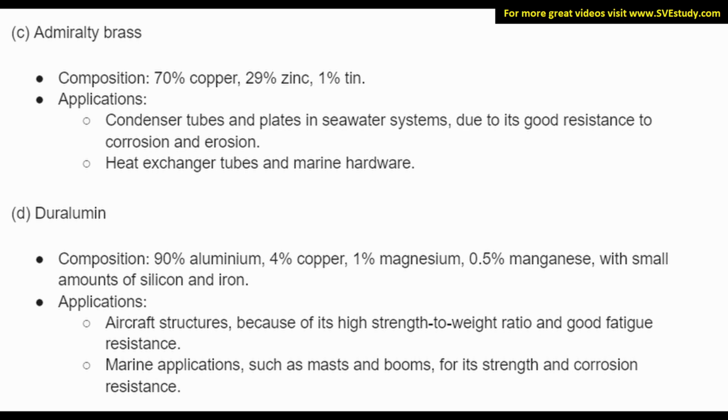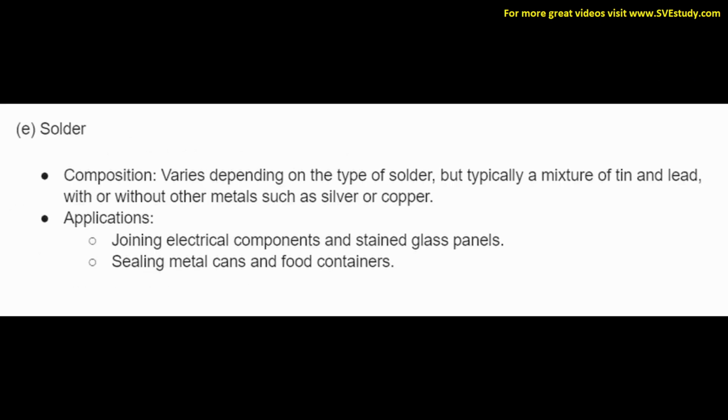iron. Its applications: aircraft structures because of its high strength to weight ratio and good fatigue resistance, and marine applications such as masts and booms for its strength and corrosion resistance. Solder composition varies depending on the type of solder, but is typically a mixture of tin and lead with or without other metals such as silver or copper. Its applications are joining electrical components and stained glass panels, sealing metal cans and food containers.